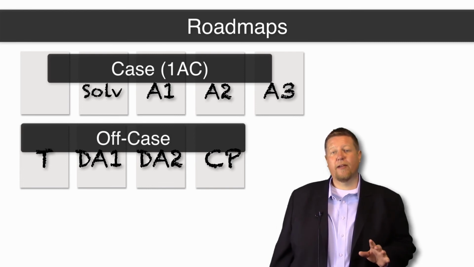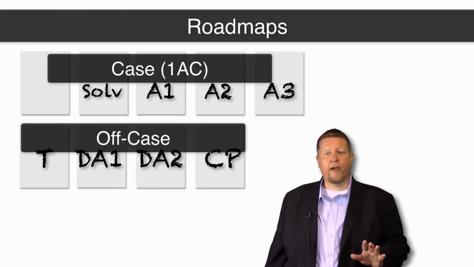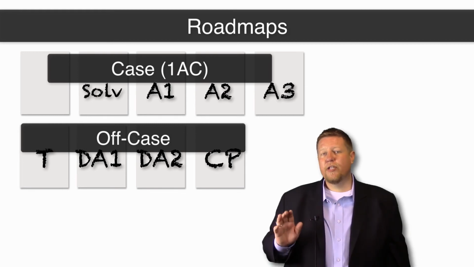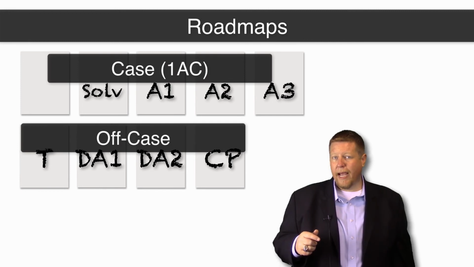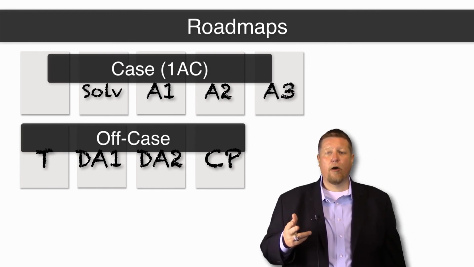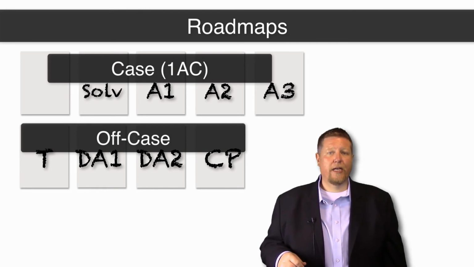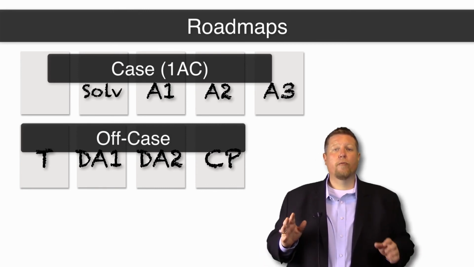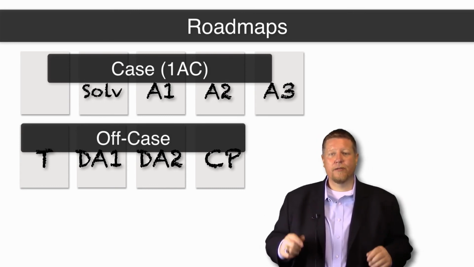Second, say that you are going to give a brief roadmap to all who are taking notes. Then say the number of off-case arguments you have, followed by the sequence of case arguments in the order you want to tackle them. So in our example, we had topicality, 2 disads, and a counterplan. So that'd be 4 off-case. And we wanted to respond to solvency and each of the advantages. So your roadmap would look exactly like this.